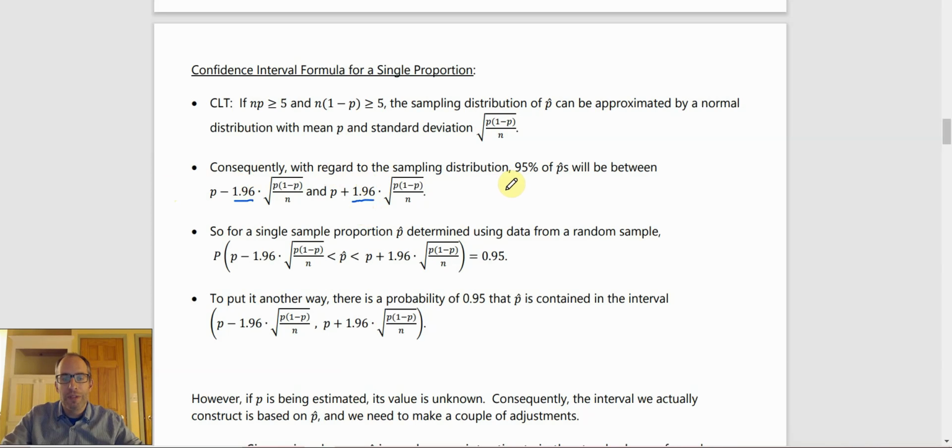So I'm saying, if you go 1.96 standard deviations either way, that should be exactly 95% of all sample proportions, at least if we're taking the approximated shape as an absolute truth. Then for a single sample proportion, the probability that it's between p minus 1.96 and p plus 1.96 is 0.95. So there would be a probability of 0.95 that p hat would be in the interval from whatever this number is up to whatever this number is.